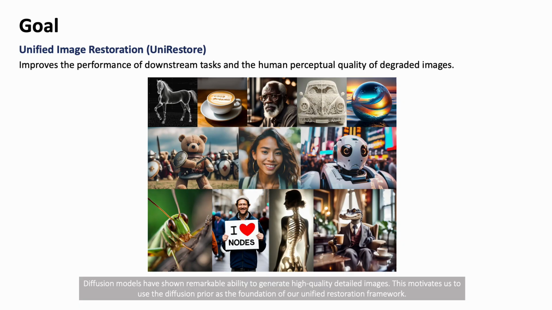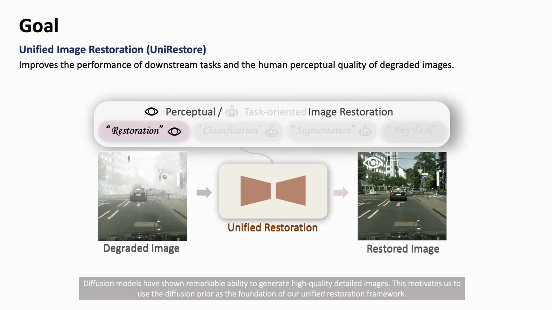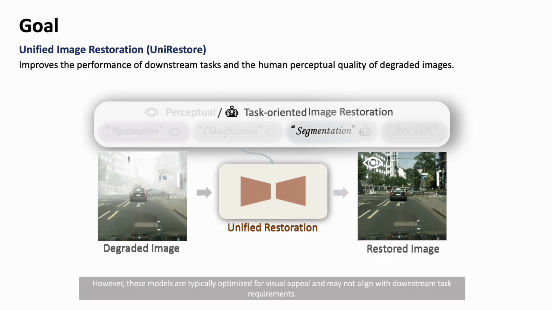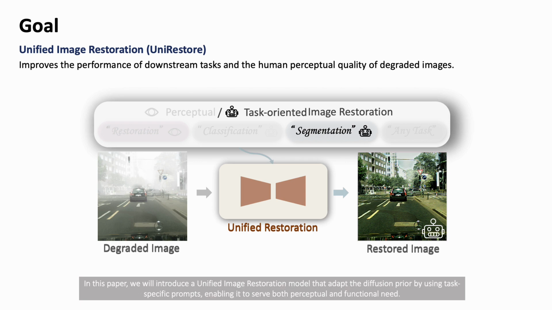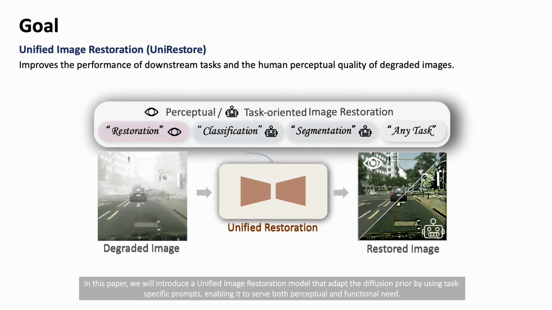performance? Diffusion models have shown remarkable ability to generate high-quality, detailed images. This motivates us to use the diffusion prior as the foundation of our unified restoration framework. However, these models are typically optimized for visual appeal and may not align with downstream task requirements. In this paper, we will introduce a unified image restoration model that adapts the diffusion prior by using task-specific prompts, enabling it to serve both perceptual and functional needs.